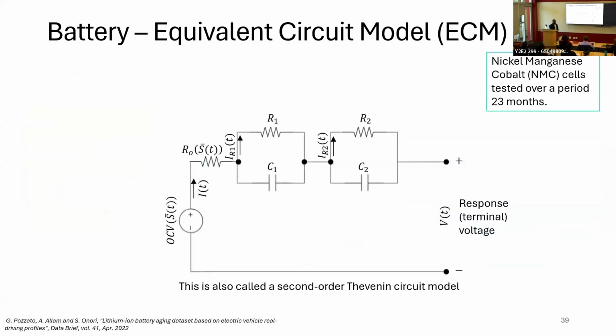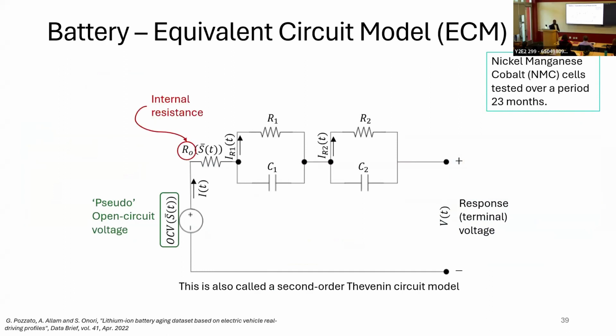So an equivalent circuit model comprises different parts. We use real laboratory data tested over a period of 23 months, and we're able to fit a model that does pretty well. It comprises the pseudo open circuit voltage, which measures the no load voltage of the battery or the cell.